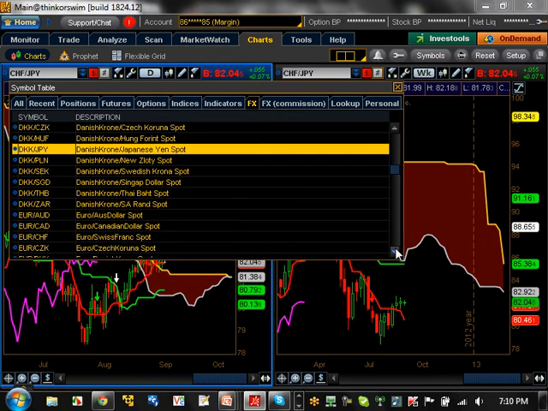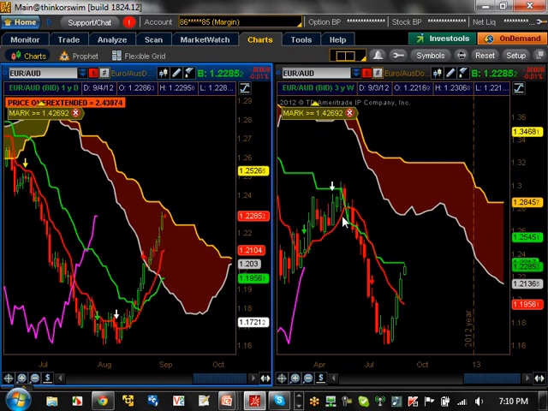Let's keep on moving down. We don't want to look at those. Let's go look at Euro currencies, especially with everything going on in Europe.